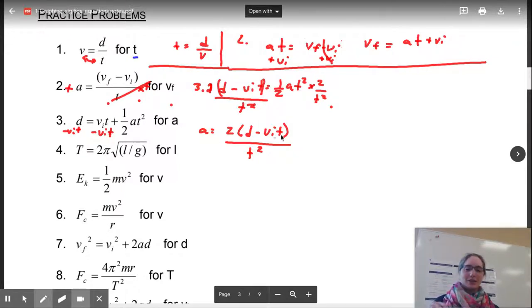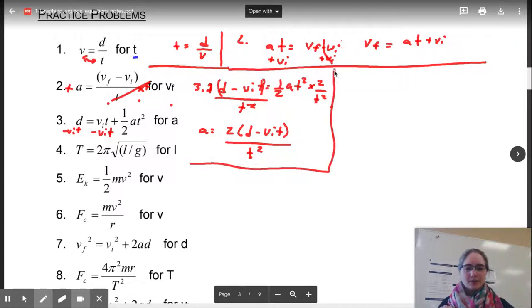Now notice we've got t and t squared. Can I cancel those? No, you cannot cancel these because this t is not in every single term, so you have to leave it as is, all right? If you really wanted, you could FOIL out the 2 here, 2 times D, and then 2 times negative VIT, but that's more work than you need to do, and your answer is going to be the same anyway, so I would just leave it. All right. There we go.